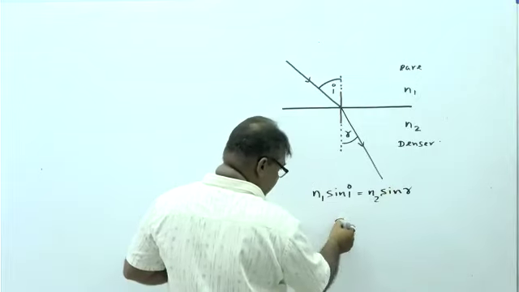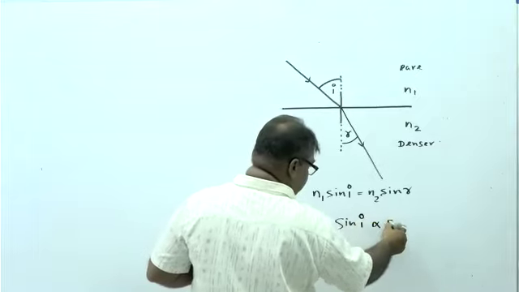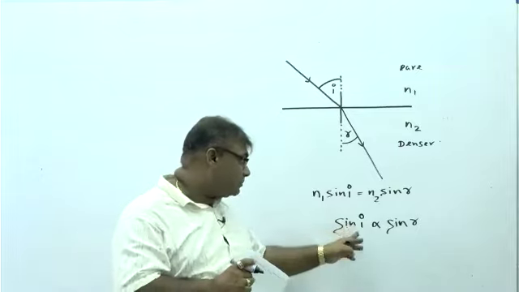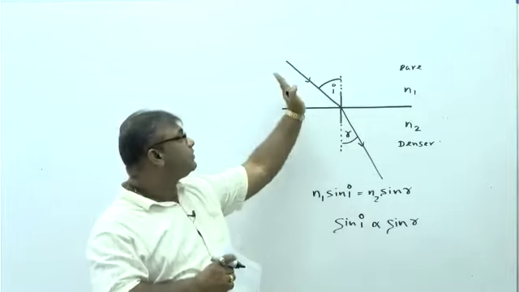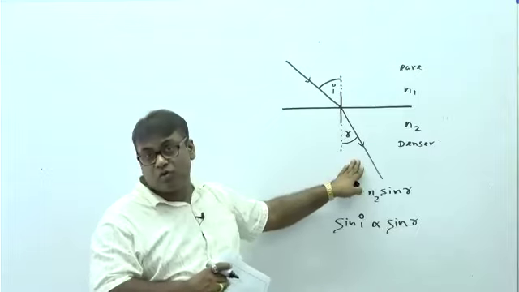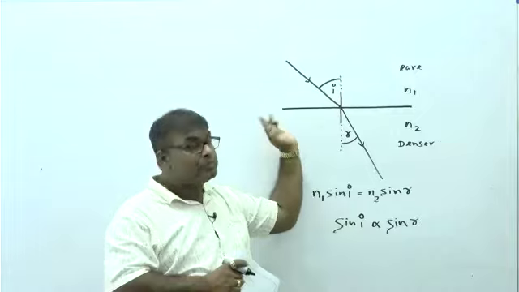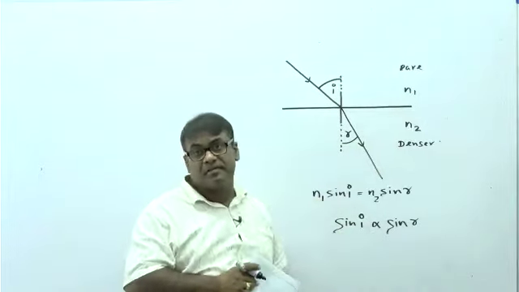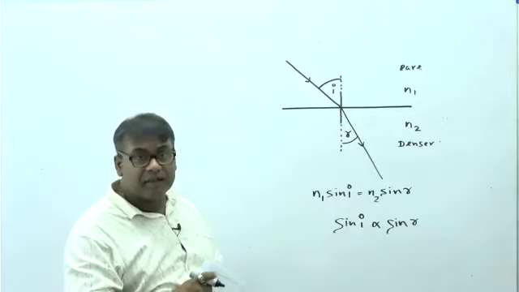This gives sin I directly proportional to sin R, which means if you increase I, R automatically increases. If you decrease I, if the ray bends towards the normal, I decreases, then R also decreases. If you bend this light ray towards the interface, I increases, then R should also increase. They're directly proportional. This is Snell's law, the second law of refraction.